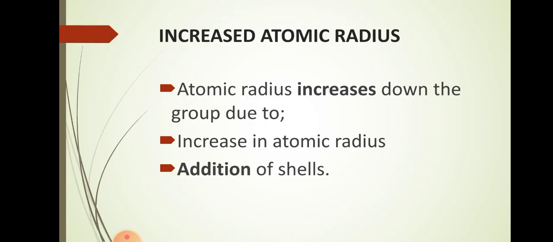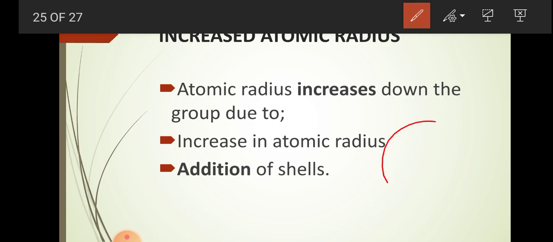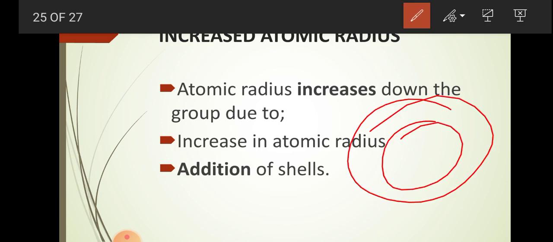Now if we talk about the increase in the atomic radius, the atomic radius increases down the group. The increase in the atomic radius is because of the addition of shells. Down the group, what is happening to the atomic radius? It is increasing. Why does it increase? Because the number of shells is added. What is happening to the number of shells? They are increasing. So because of the number of shells, the atomic radius will also increase.